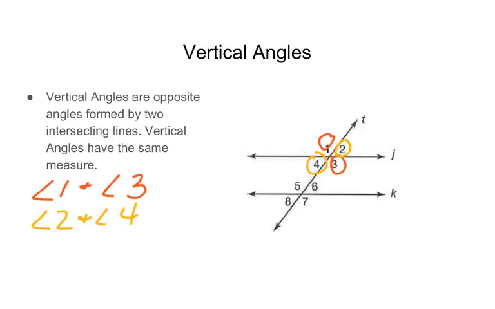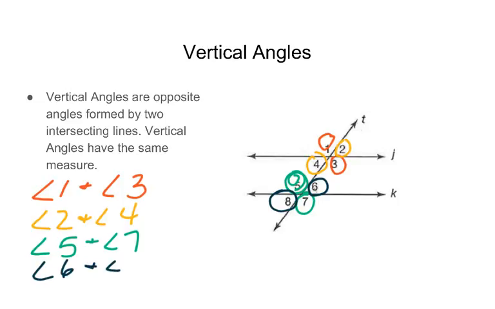All right, so let's see if you picked one of these. There are two more sets. 5 and 7 are vertical angles. And then 6 and 8 are vertical angles. Hopefully you got one of those sets correct. They're across from each other on the parallel line and the transversal.